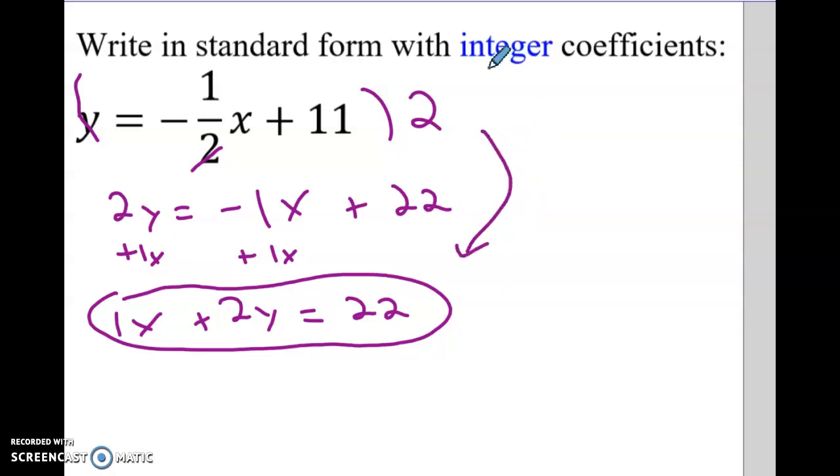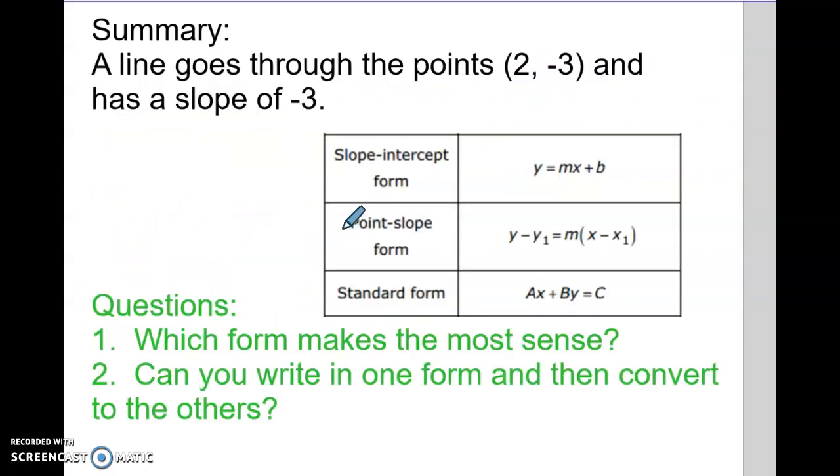If you're wondering about the word integer, integer just means non-decimal, non-fraction. It means that these coefficients, this 1 and this 2, are non-decimal and non-fraction. Here we got rid of the fraction by multiplying by 2. So that's all that means by integer: no decimals, no fractions.